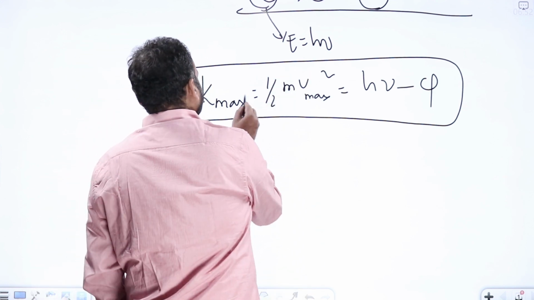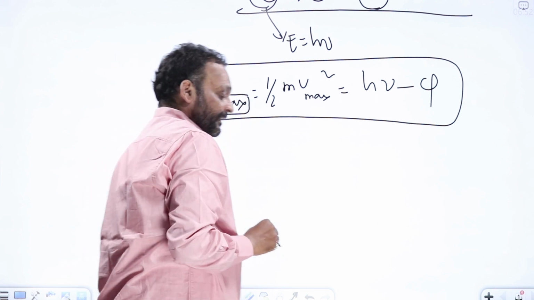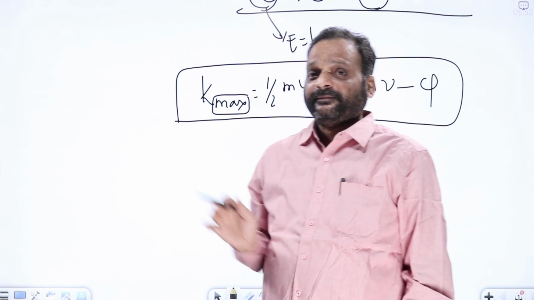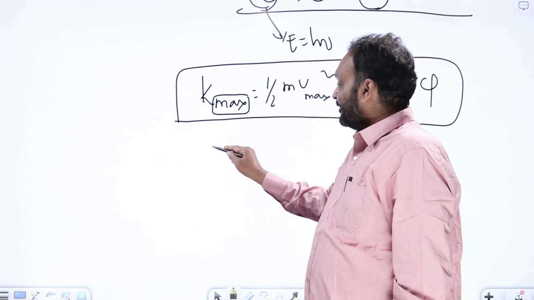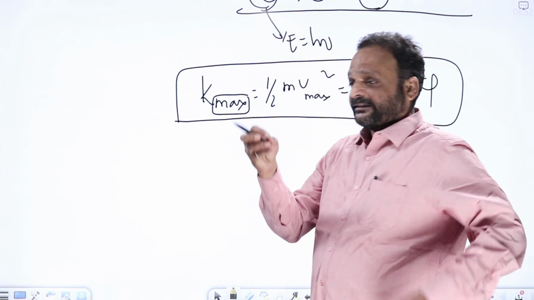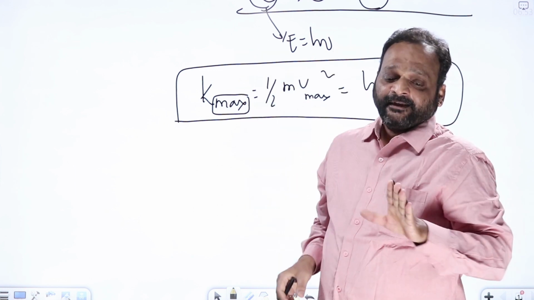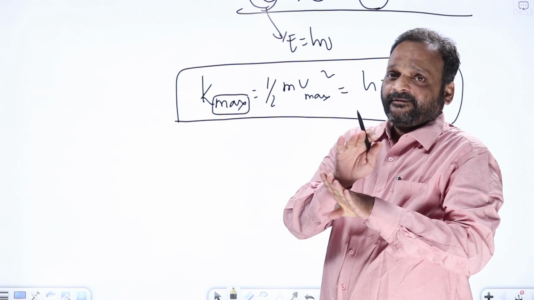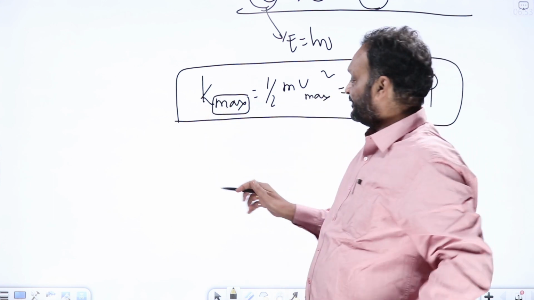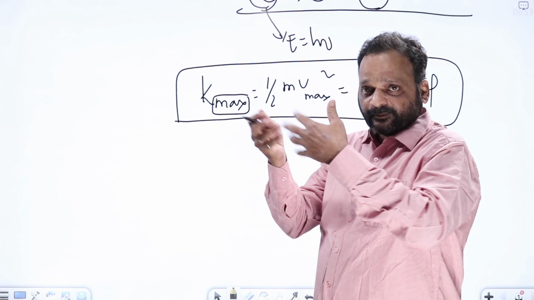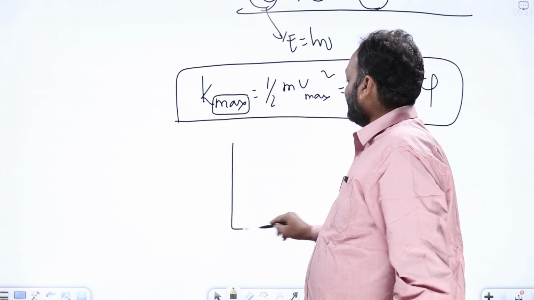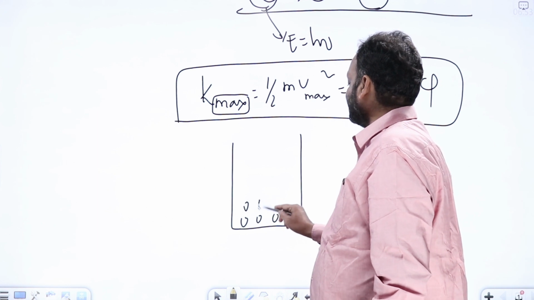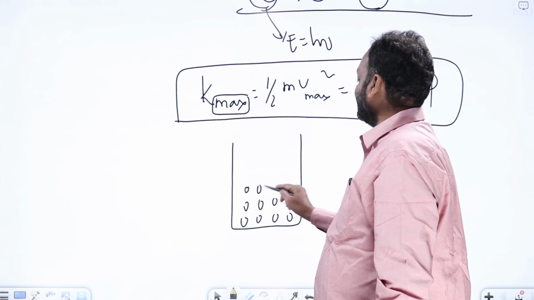Now why should I put a subscript maximum here? All emitted photoelectrons will not have the same kinetic energy. Why? Take a metal; inside the metal suppose there are 1000 electrons. All are free electrons, but all free electrons inside a metal will not have exactly the same amount of energy. We can visualize the metal as a potential well, with electrons inside it.